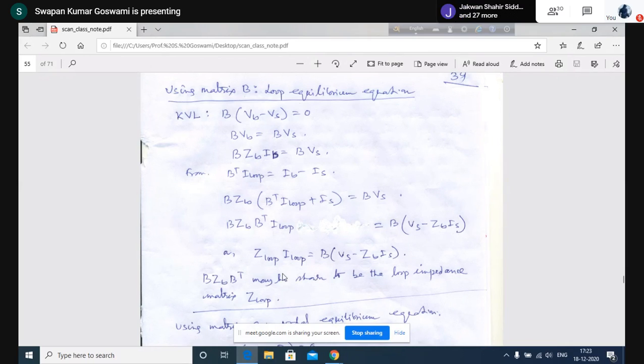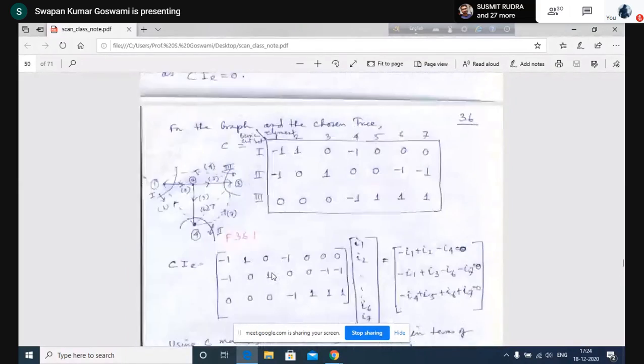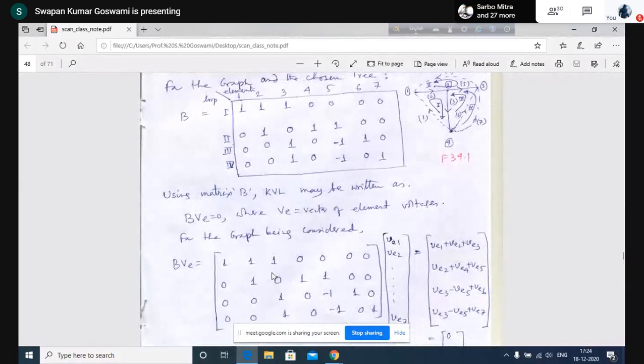All right. So now again, you have to check that this product B Z_B B transpose is basically representing this loop impedance matrix. Use the steps I have already mentioned; writing B is already done. So you write the Z_B matrix, you multiply, get the result, and also for the identified loops of this graph, you see that these are the loops. There are 4 loops, 1, 2, 3, 4. You form the loop impedance matrix.